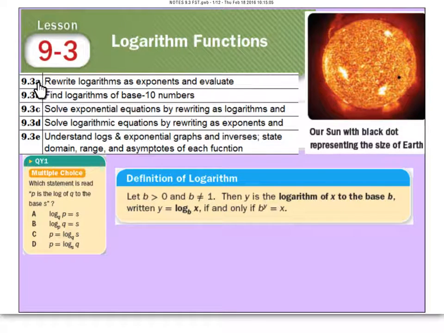Here we're going to look at learning objectives A and B. I'm going to show you how to write logarithms as exponents and evaluate them. And then we'll also find logarithms of base 10 numbers.